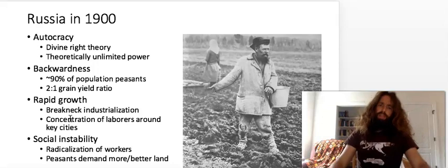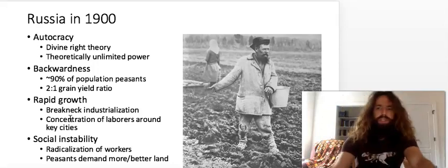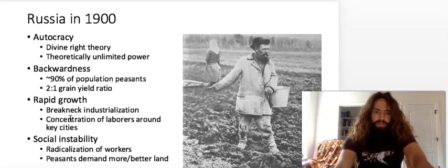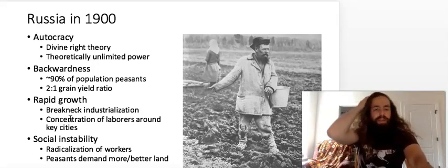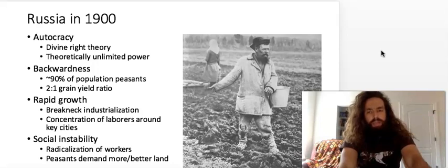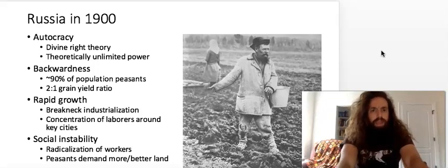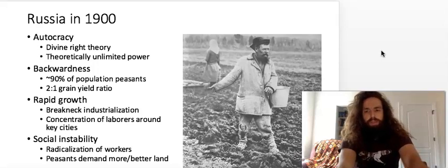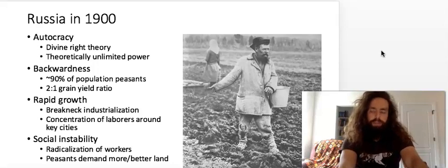And this led to the concentration of laborers in cities, and as I already mentioned, created really unstable situations in those cities. These workers, as I already mentioned, were sort of radicalized by the communist presence in the cities, and the peasants were also beginning to demand more and better land. Even though they were no longer serfs, they still had access to usually the worst land in the country, whereas the wealthy landowners kept the best land for themselves. And with Russia's rising population, the peasants were feeling more and more desperate to somehow have access to better land in order to feed their families.